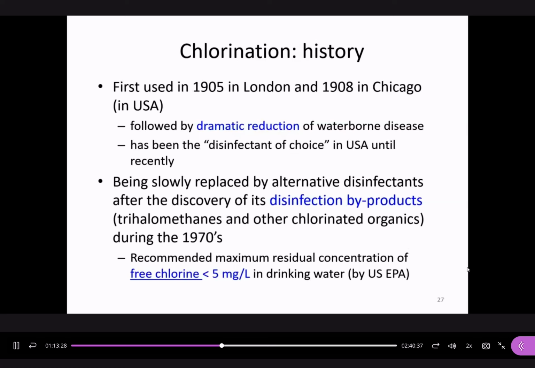It was first used in 1905 in London, and in 1908 in Chicago in the USA, followed by a dramatic reduction in waterborne disease. It has been the disinfectant of choice in the US until recently, being slowly replaced by alternative disinfectants after the discovery of DBPs, disinfection byproducts, such as trihalomethanes.